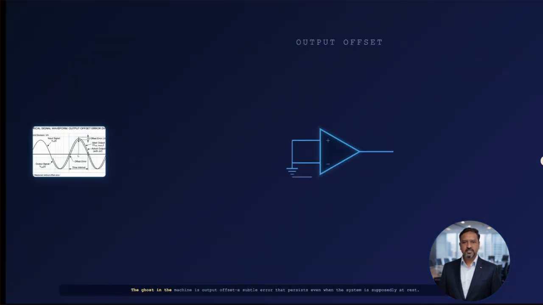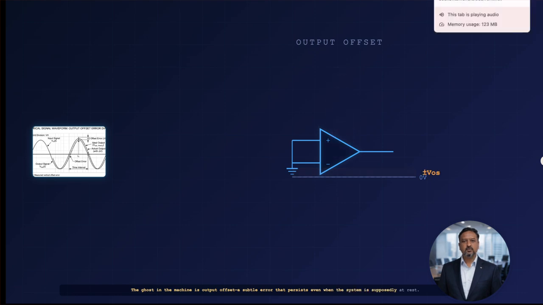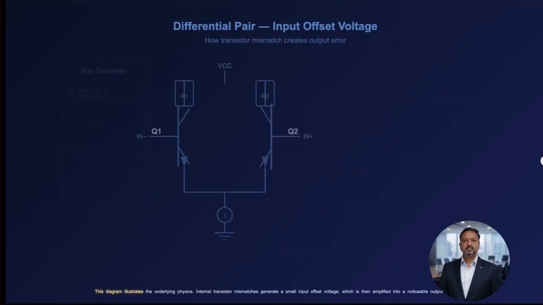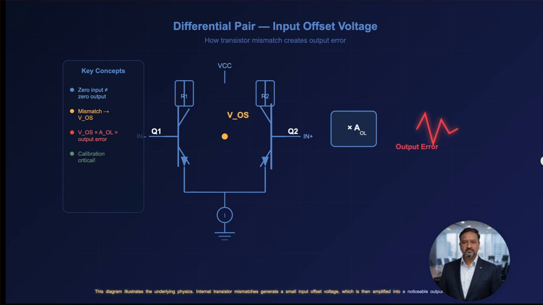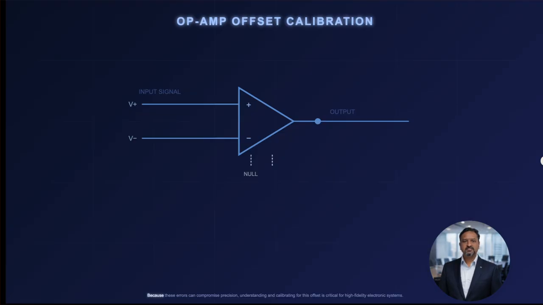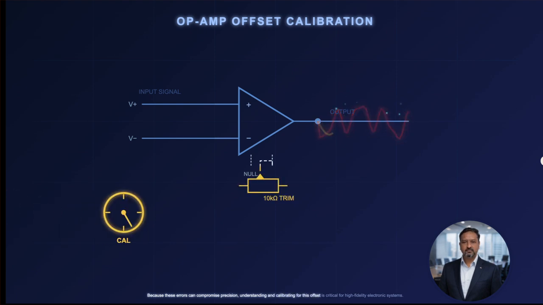The ghost in the machine is output offset, a subtle error that persists even when the system is supposedly at rest. This diagram illustrates the underlying physics. Internal transistor mismatches generate a small input offset voltage, which is then amplified into a noticeable output error. Because these errors can compromise precision, understanding and calibrating for this offset is critical for high fidelity electronic systems.